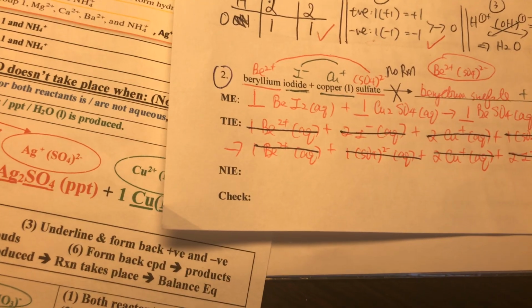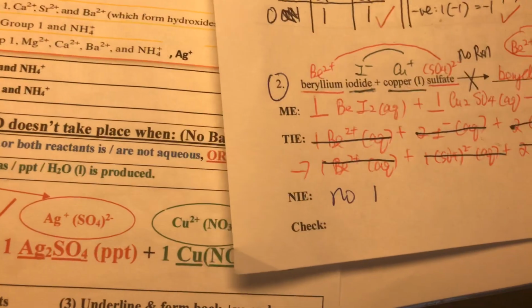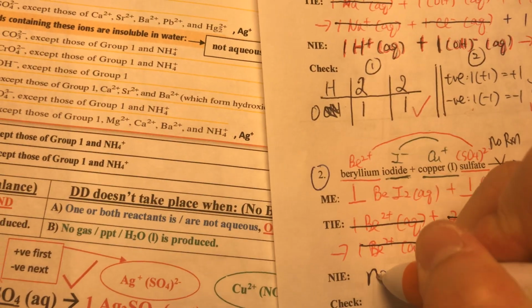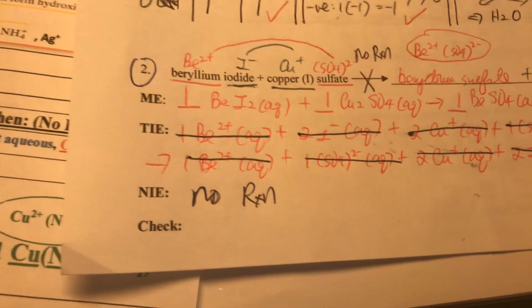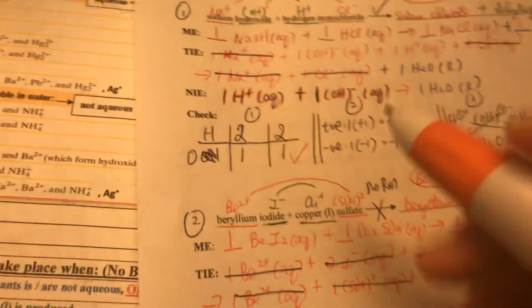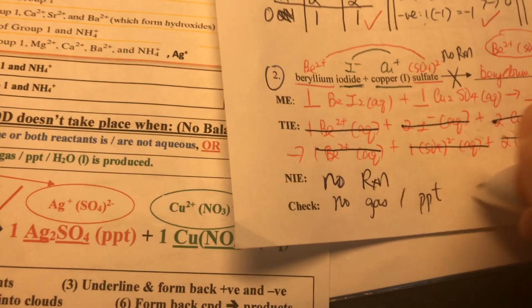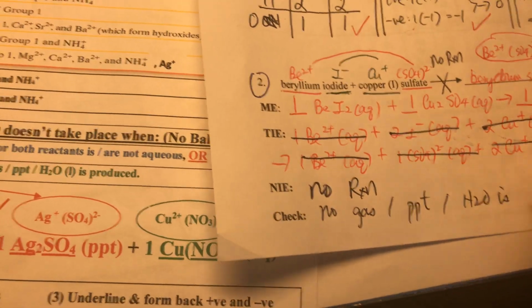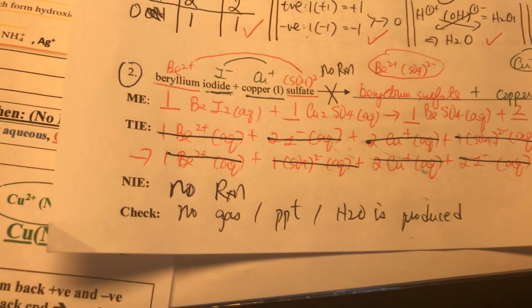So you can use a black pen to write on the net ionic: no reaction. And then, how do I know it's a no reaction? For the check for no reaction, you don't need to list out all 4 things, you can just write: no gas, no PPT, no water is produced. Okay, all you need to write is just that.